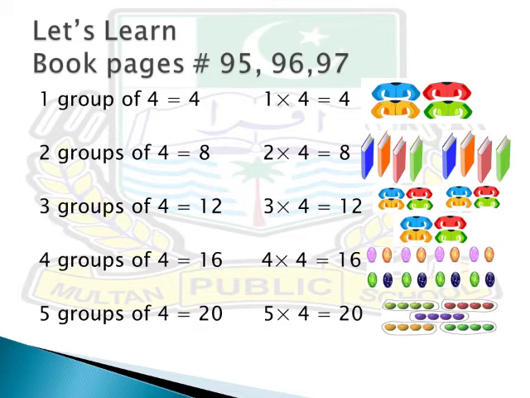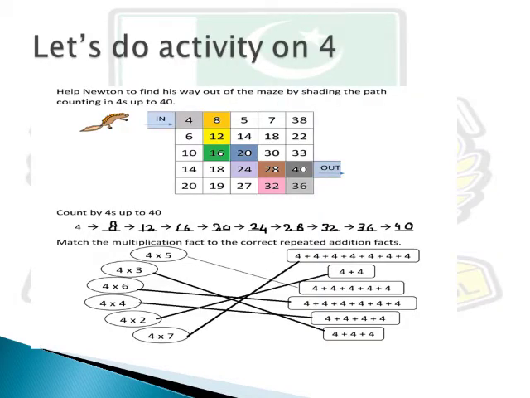5 groups of 4 is equal to 20. Means there are 5 groups in which one group has 4 apples, another group has 4 apples, another group has 4 apples, another group has 4 apples, and another group has 4 apples. 5 4s are 20. Excellent.